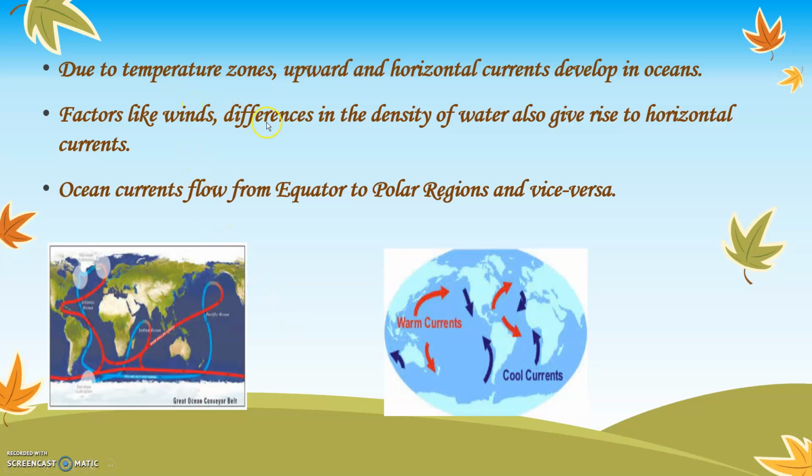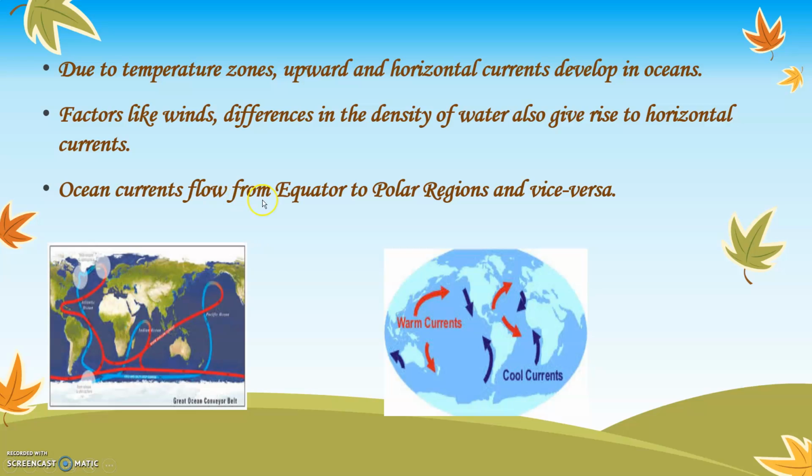Factors like winds and differences in density of water also give rise to ocean currents. Basically, ocean currents are the waves that you normally find in the sea or in the ocean. That is because of the wind. Because of the wind on the seashore, the water in the sea or ocean keeps on moving. That in short is called ocean currents. Some ocean currents flow from the equator to polar regions and from polar regions to the equator. You will see in this picture two types of ocean currents flowing on the earth. First is warm currents and next is cool currents.